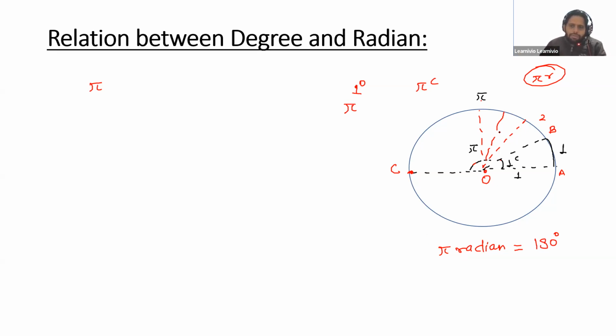Okay. So please draw the circle. There's no need to mark all the points. Just write A, C, O, mark this as pi, and so on. And just note down, pi radian is equal to 180 degrees.